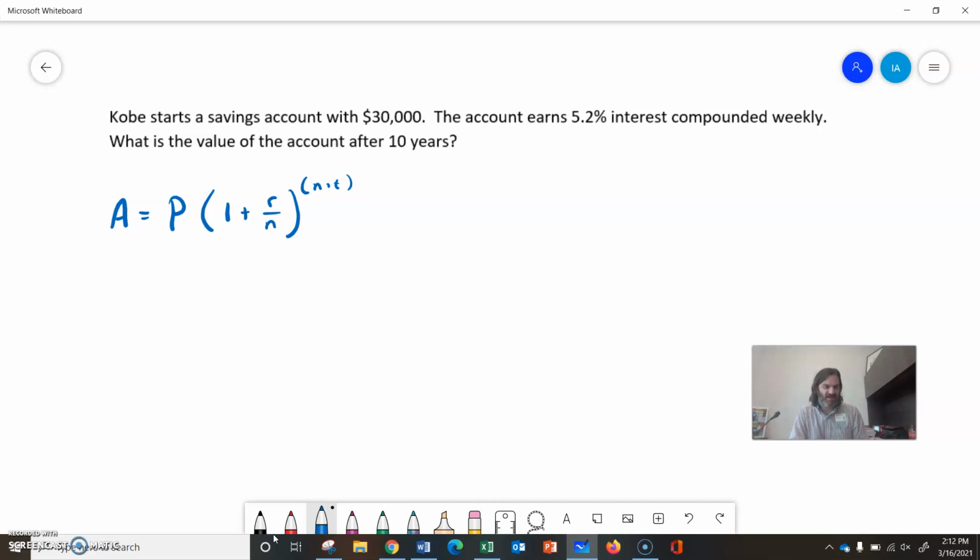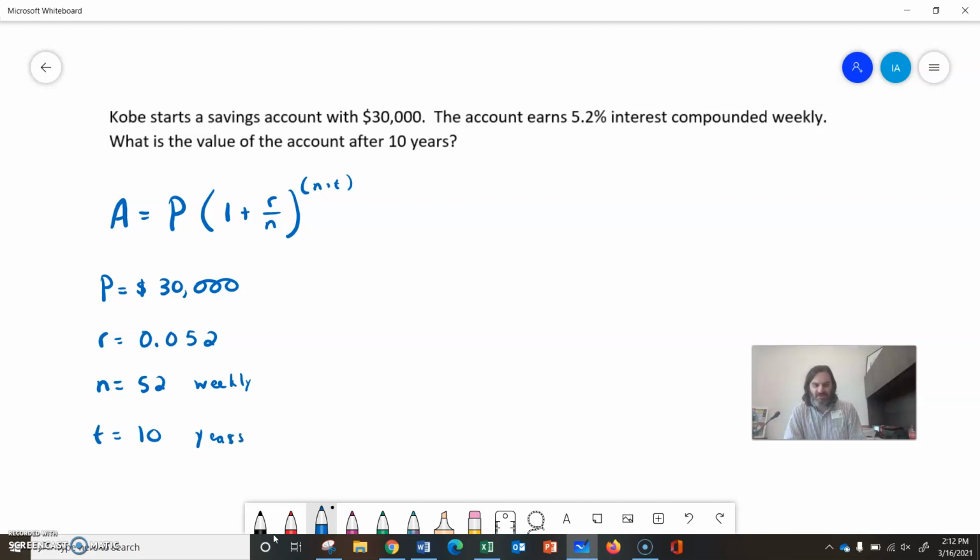We're trying to find A. The P that we have is the starting amount, that's 30,000. The R we have is 5.2%. We need to change that to a decimal, so 0.052. The N for weekly is 52, 52 weeks per year. And the T is 10 for 10 years.